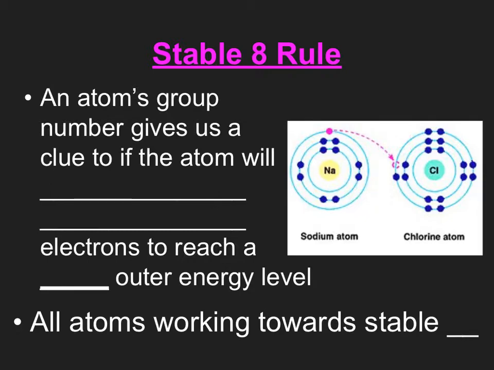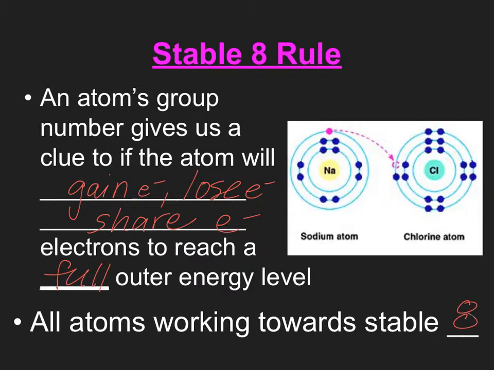So when we look at that atom's group number, what we're getting is an idea if the atom will gain electrons to get to that stable 8 rule, lose electrons to get to the stable 8, or sometimes we'll start to see that elements would rather share electrons because they can't totally give them up. And again, the goal is to get to that full outer shell with that stable 8. And again, that number is a pretty big deal.